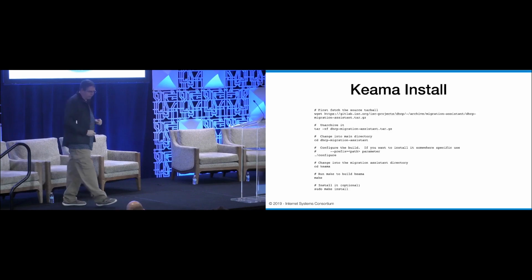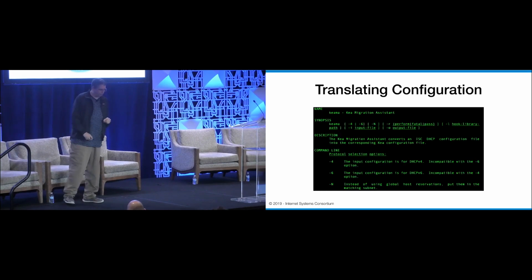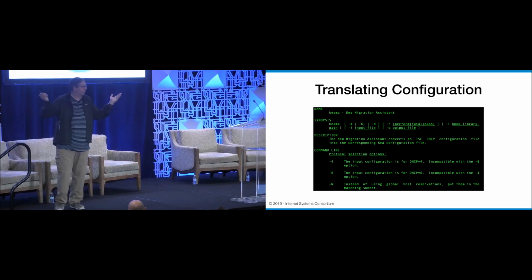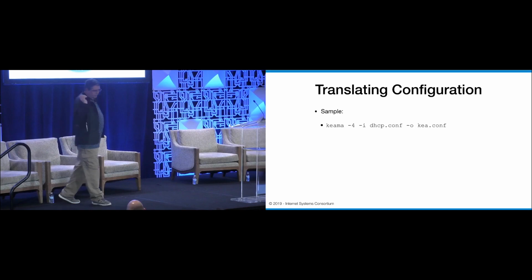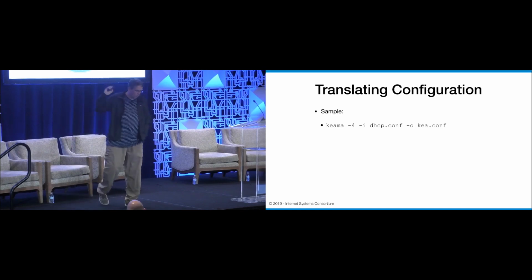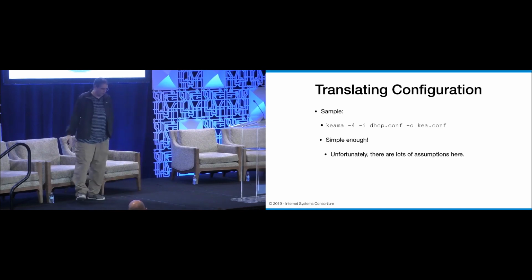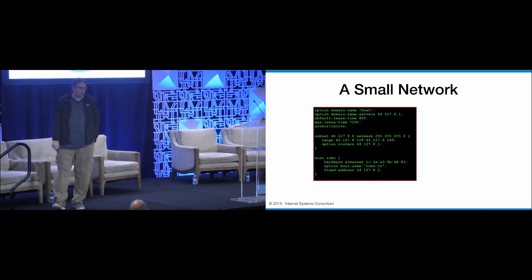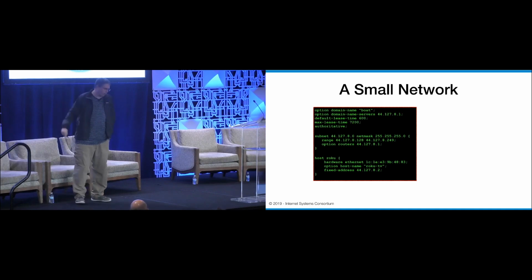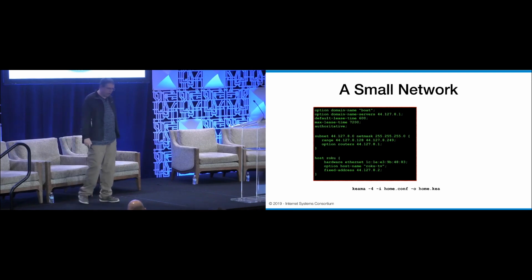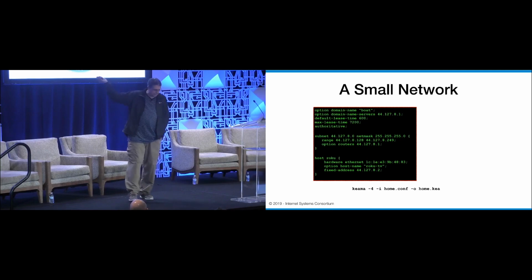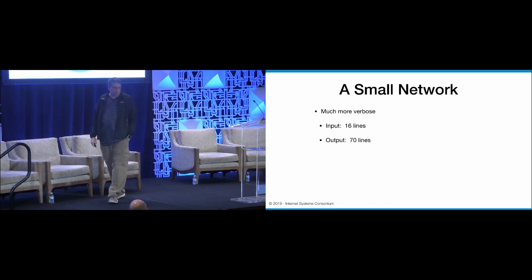The wiki has information on how to run it, a very simple install script, and man pages for the command line. Keama-4, I for input file, O for output file, simple enough, but there are a lot of assumptions. So here's a very simple ISC DHCP configuration file. We see one defined subnet, one defined host, and a couple of little options. If I run keama-4 -i home.conf -o home.kea, it's going to produce a much more verbose file.